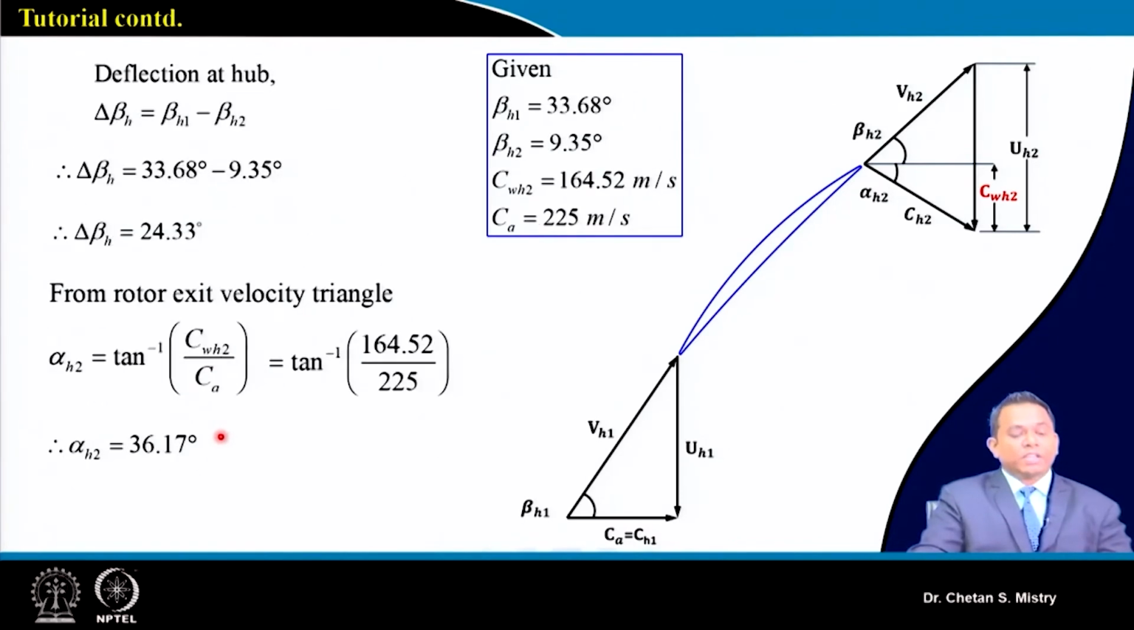Now here in this case, we can have our delta beta, that is coming 24.33 degree. Okay, so with this delta beta, we will be moving forward with calculation of alpha 2. We will be calculating what will be our relative velocities. So based on velocity triangle, we can say tan alpha 2 is CW2 divided by Ca, and this is coming as 36.17 degree.